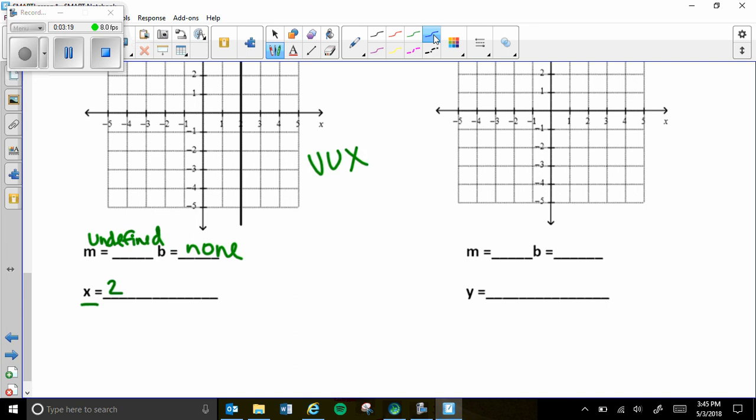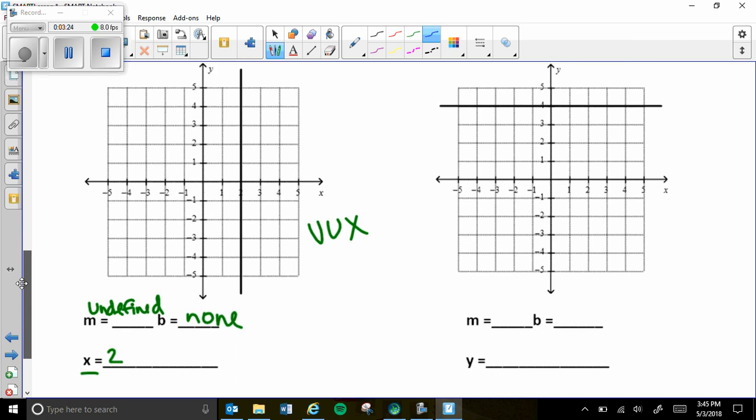For our last example, scroll up a little here. What type of line do I have? Horizontal. So what acronym do I need to think of? HOY. The slope of a horizontal line, remember that O tells me that it's a 0 slope. And where does it cross the y-axis? At 4. So the equation of my line is just going to be y equals whatever b is. So in this case, y equals 4. There are no x's for a horizontal line.